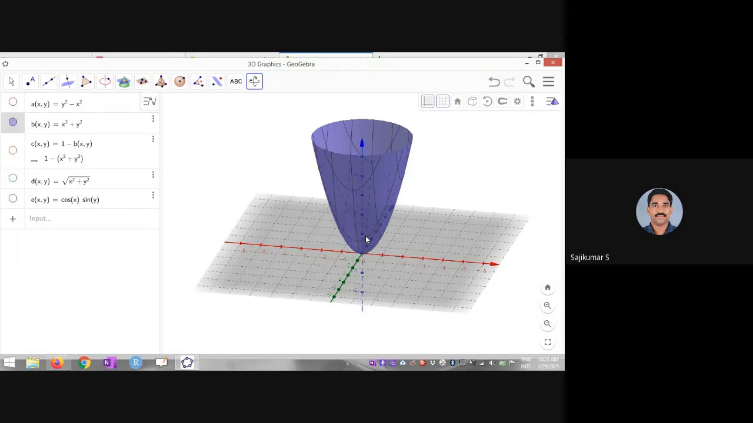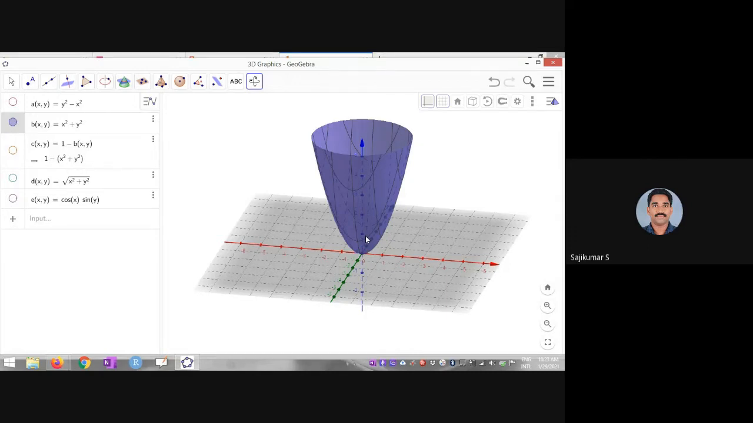and those points are called relative maxima and relative minima. And for this indicated graph, the graph of the function given by f of x, y equals x squared plus y squared, it can have a local minima at the origin, and the minimum value is equal to 0.